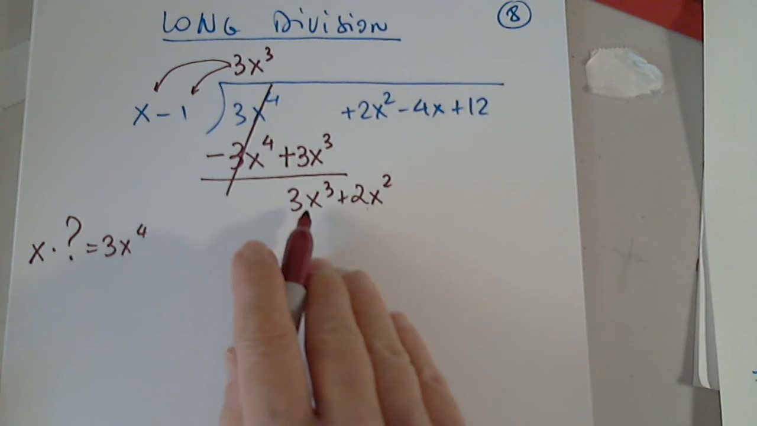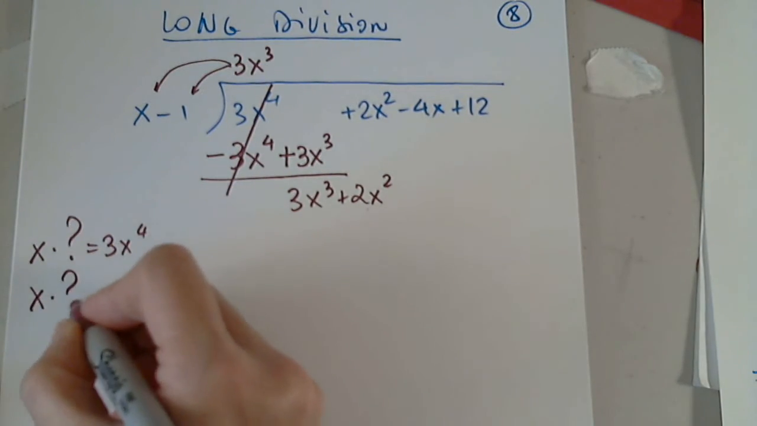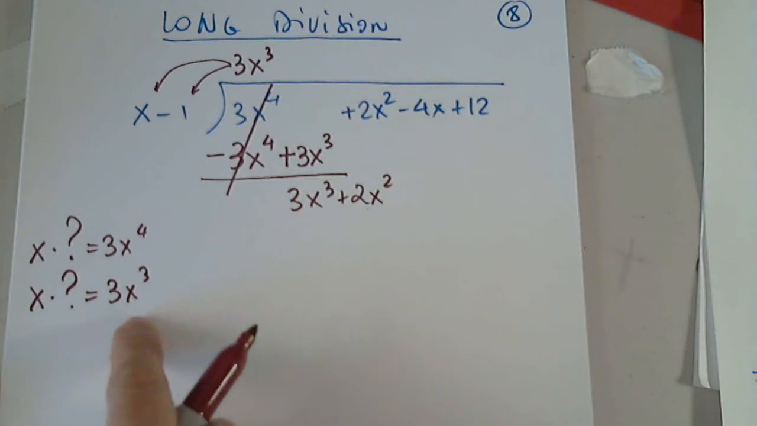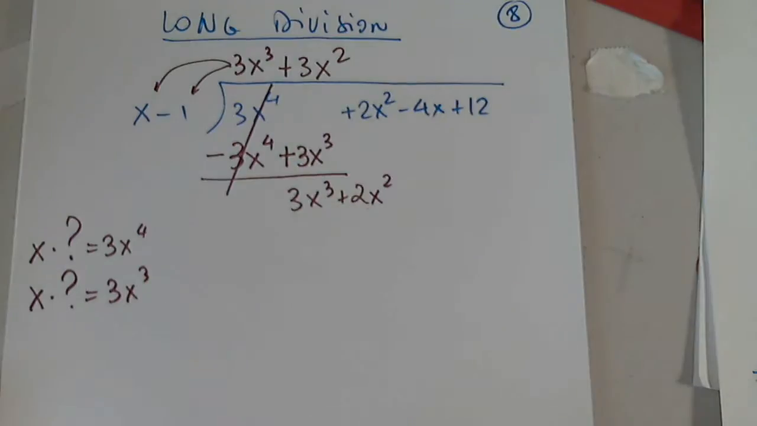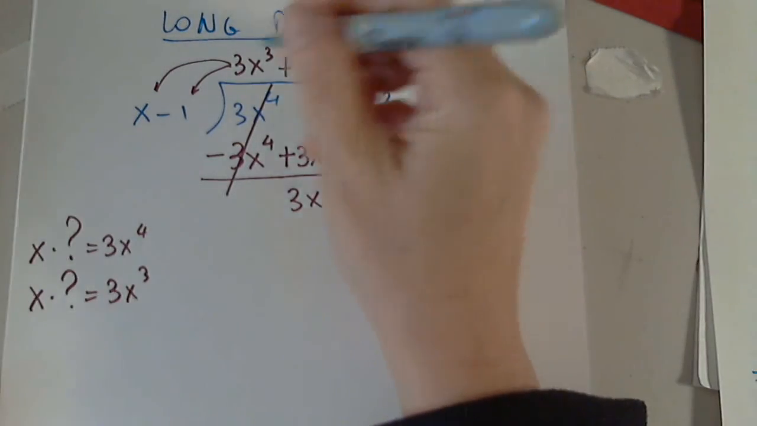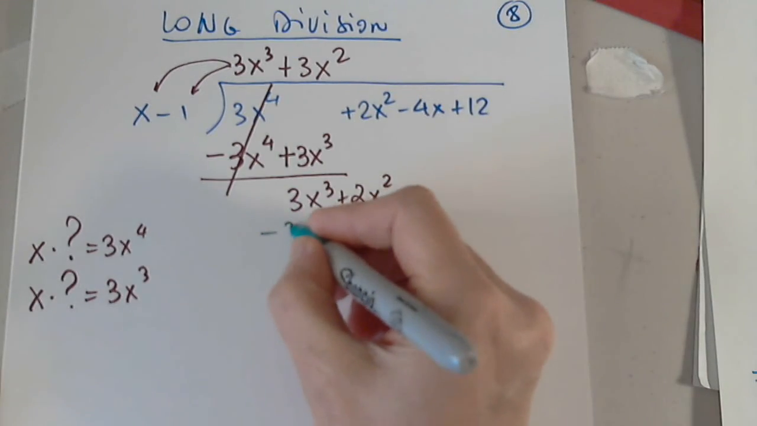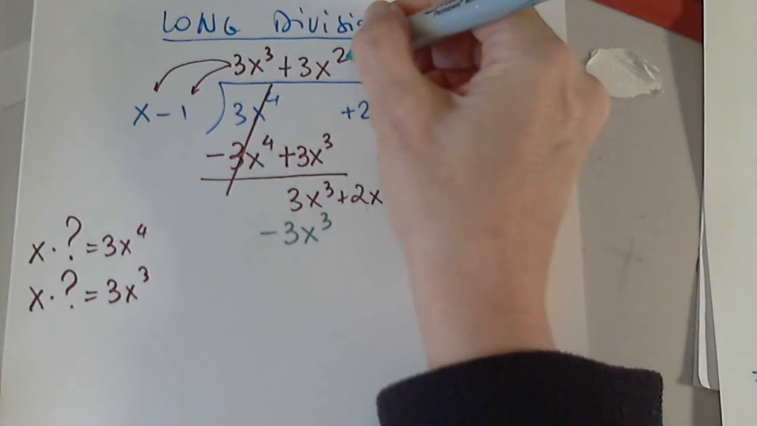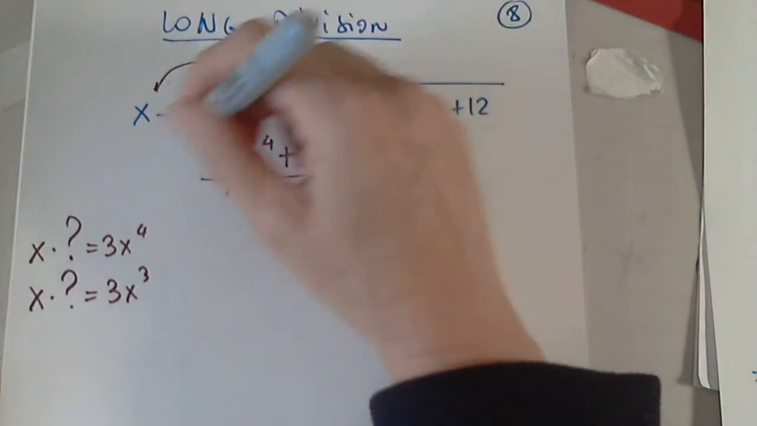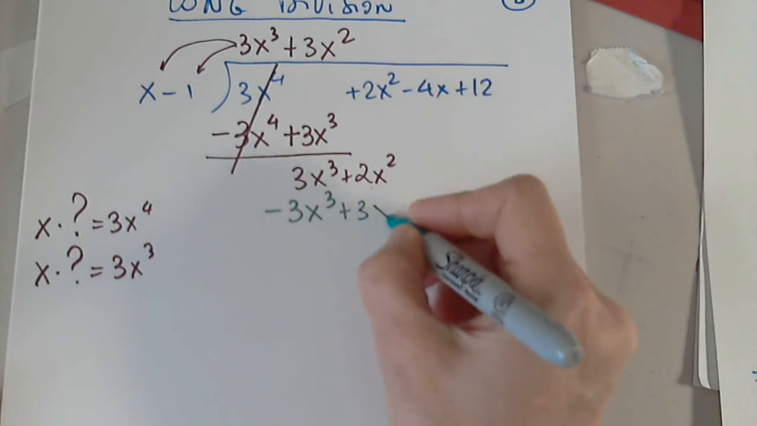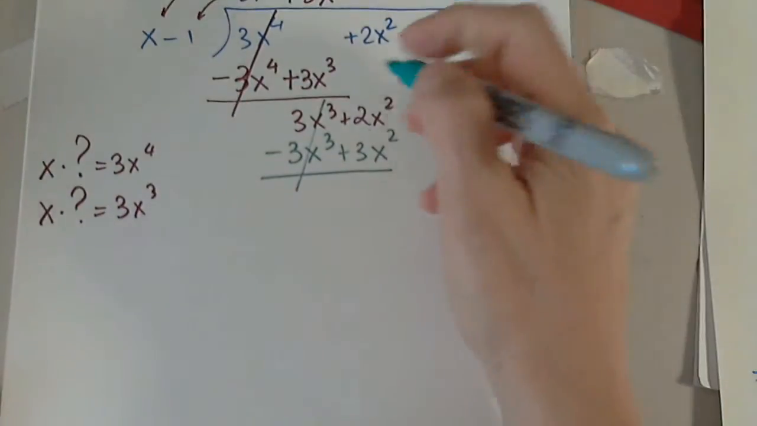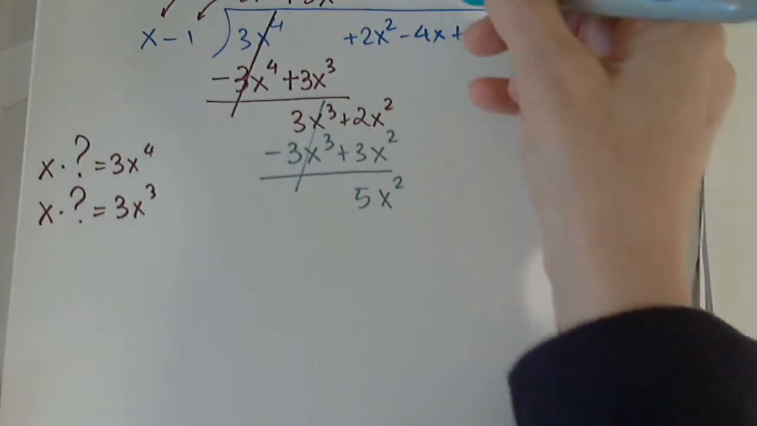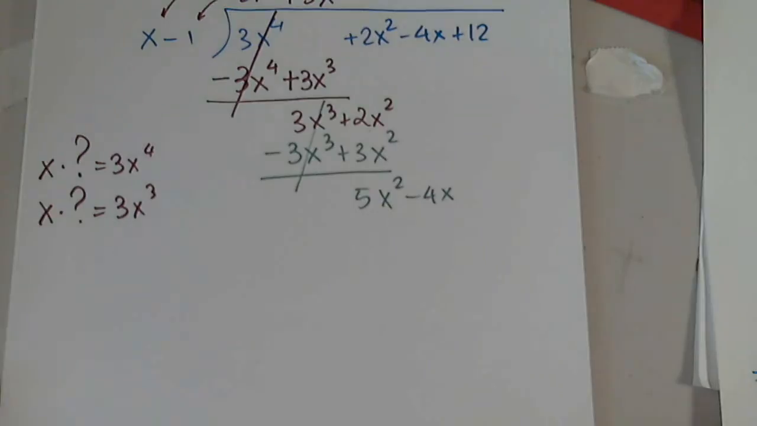X multiplied by what is 3x cubed? So it's 3x squared. Positive, we do not lie at the top. I distribute: 3x squared times x, I get 3x cubed. I have to change the sign. 3x squared times negative 1 is negative 3x squared, but I have to change the sign every time I write underneath. These two make up 5x squared. I bring down the next in line.